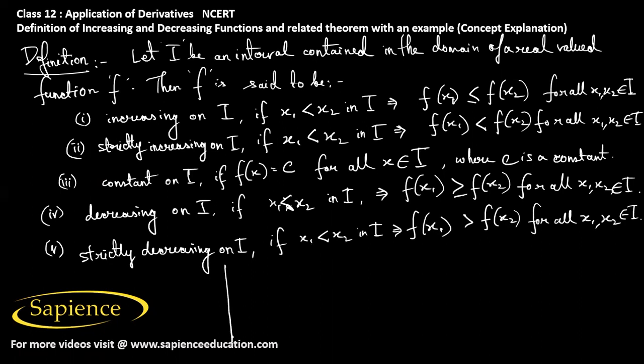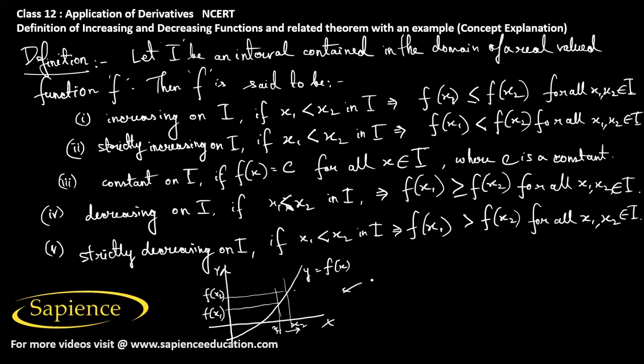So the graphical representation is that suppose this is the x-axis, this is the y-axis, and if we have a function like this, so this is y equal to f of x. So for this function we can see as we increase the value of x, x1 and x2, the function value also will increase. It means f of x2 will be obviously greater than f of x1. So this is an example of strictly increasing function.